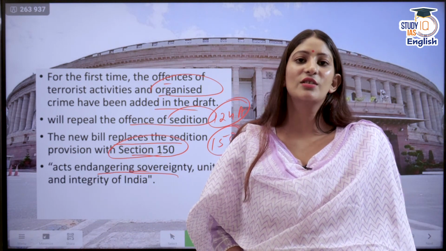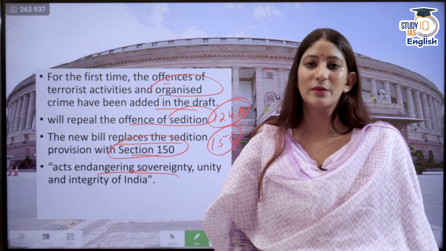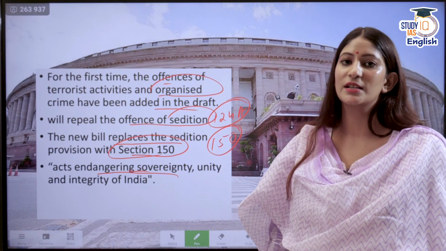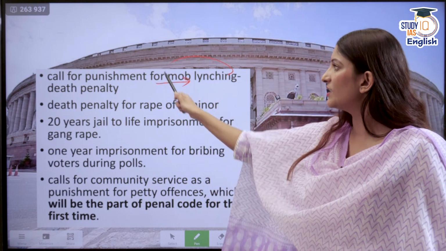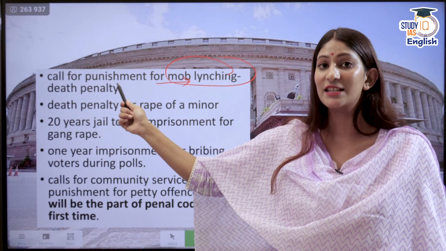Anybody can be challenging the sovereignty, unity and integrity of India. The government wants it to. So that is what the major concern is about. It also has calls for punishment for mob lynching, and in certain cases death penalty is there.